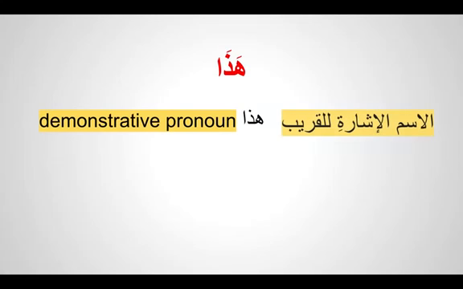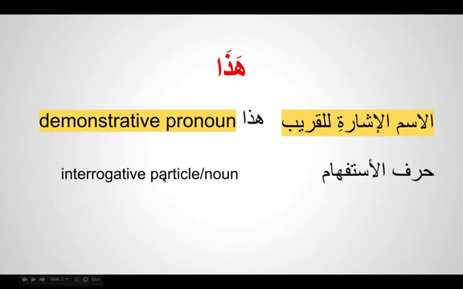In Arabic, it's called al-ismul isharatu lil qarib. Al-ism means noun. It's easy to remember. It's a noun. What's the noun? And ishara means to point. So al-ishara, the noun used to point. Ismul ishara. So where do we use this hadha? To point at things that are near to you. So lil qarib, to point at things that are near to you. Ismul isharatu lil qarib. Then we also learned about interrogative particles or harf al-istifham, the particles used to seek understanding.